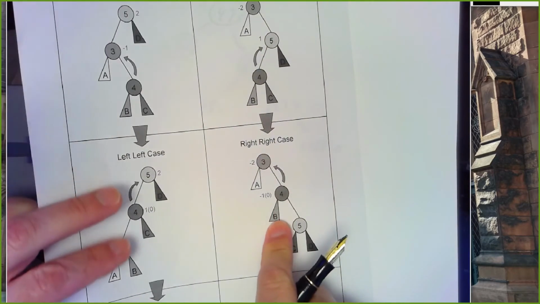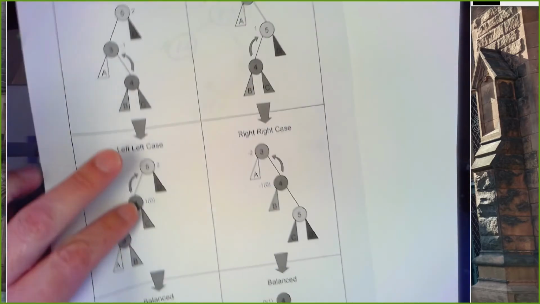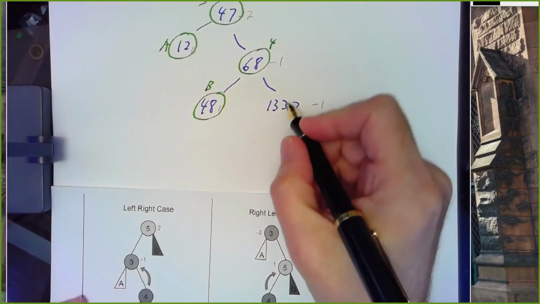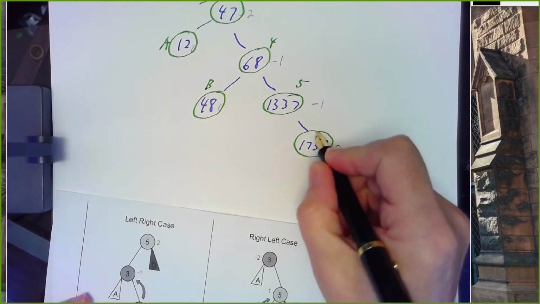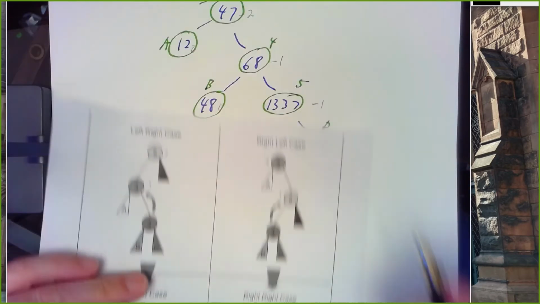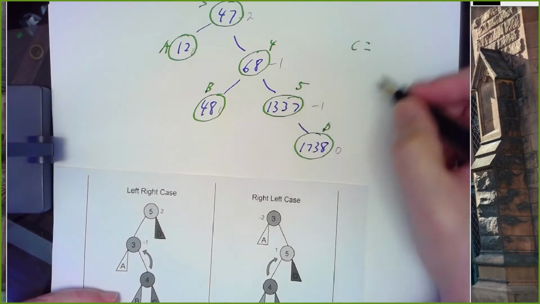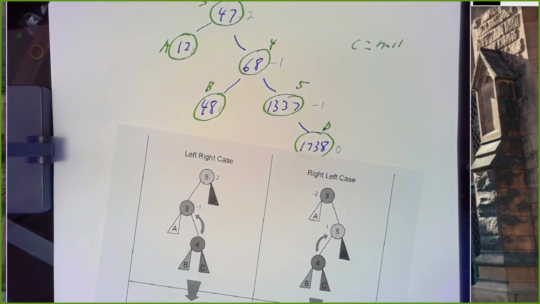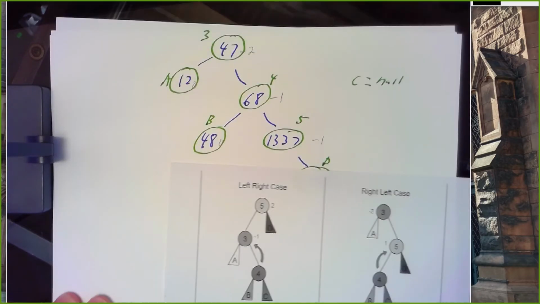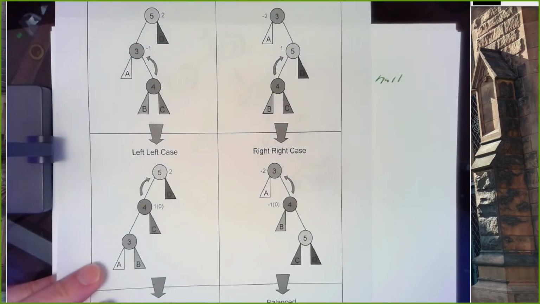And the left child of 4 is subtree B. And the right child of 4 is node 5. And the right subtree of 5 is subtree D. And so C is null, and so all I'm doing is I'm labeling the different nodes and subtrees in here based on this picture, right?